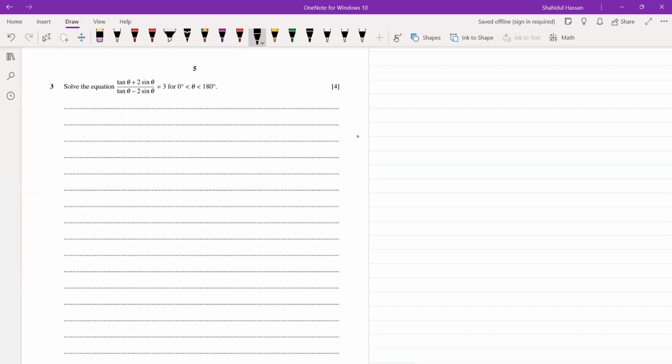So now we have a trigonometric problem. Tan theta plus 2 sin theta divided by tan theta minus 2 sin theta equals 3. এটা আমাকে সলভ করতে হবে। How do I solve this problem?